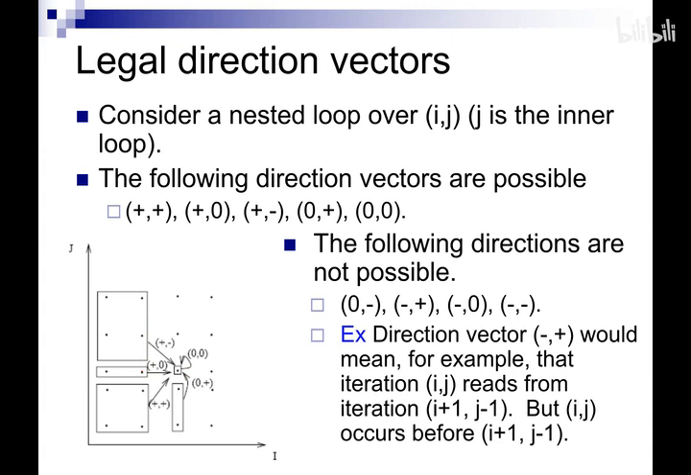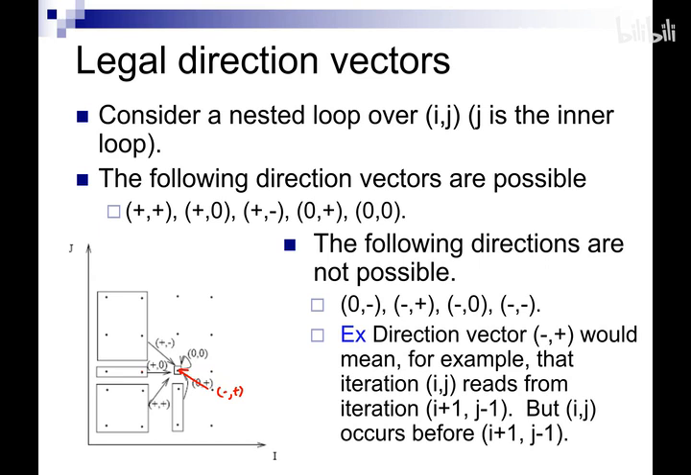And one more example. Since we're iterating in this direction, we're going to do this one first, and then that one. So this dependency is also okay. However, you notice that some of these dependencies are not okay. So for example, this, let's see, negative plus. That would mean something like this. So this would be a negative plus dependence.